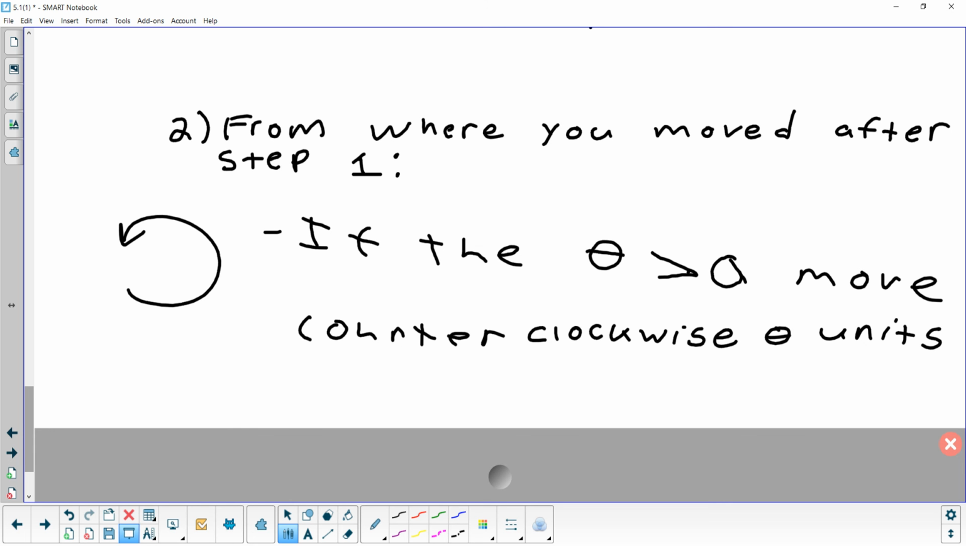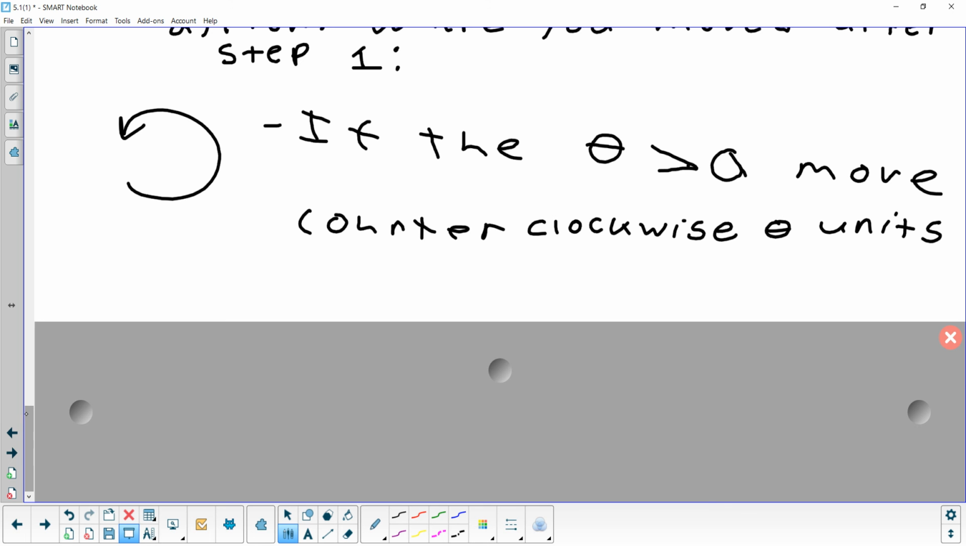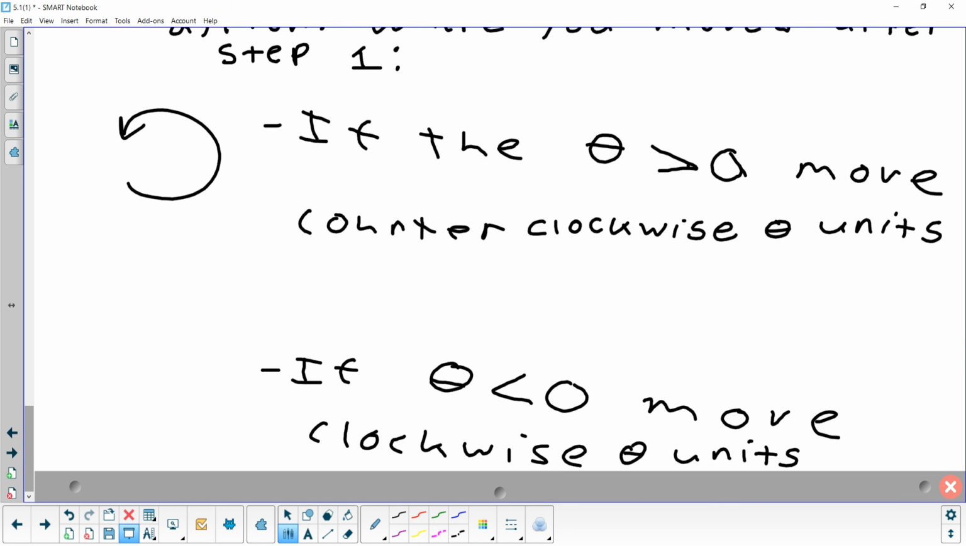All right, so if our angle is positive, we're going to go counterclockwise. What direction do you think we would go if the angle is negative? Yeah, clockwise. So if you have an angle that's negative or less than 0, you're going to go clockwise. Clockwise is that way.